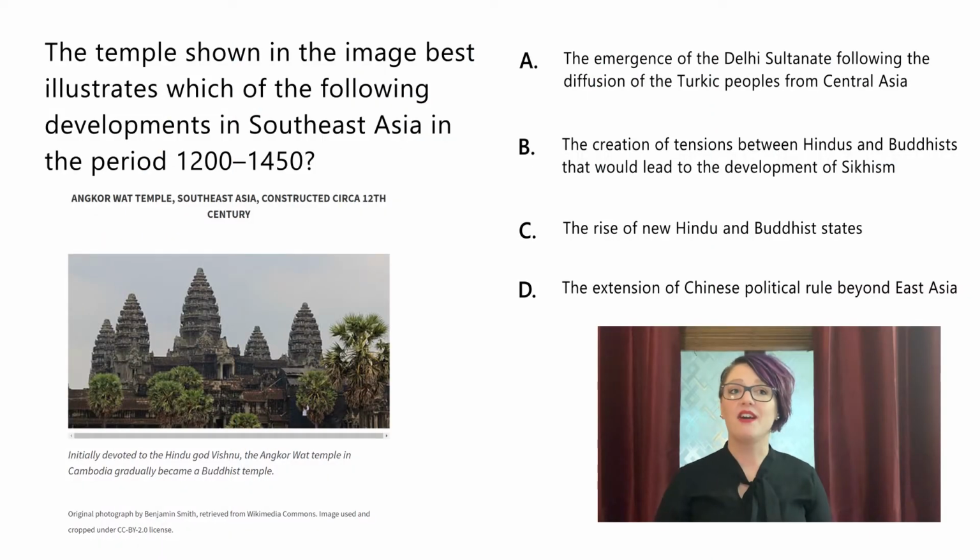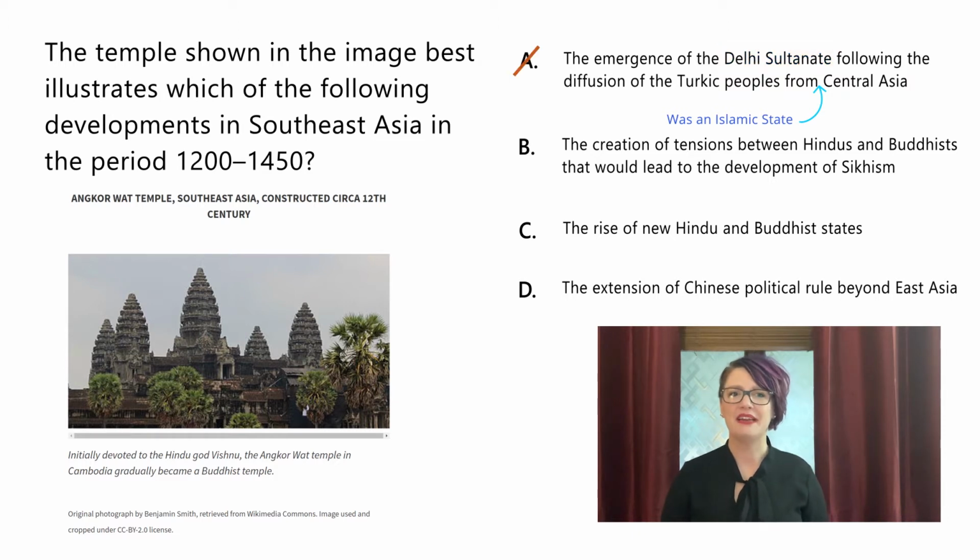We can see that our task is to relate this temple to larger developments in Southeast Asia from 1200 to 1450. So let's take a look at the answers. Choice A, well, this doesn't really relate to the photograph that we're given. While the Delhi Sultanate may have emerged during this time, that was an Islamic state and is thus unrelated to Hinduism or Buddhism, and so we can totally eliminate choice A.